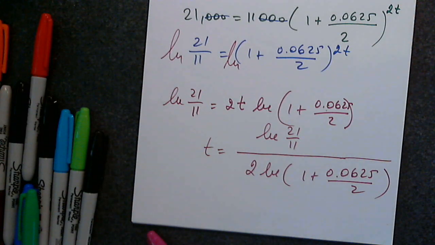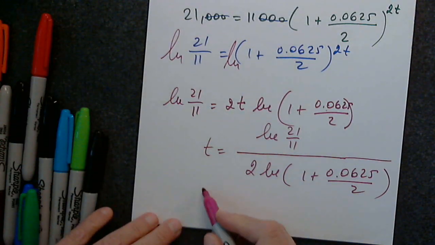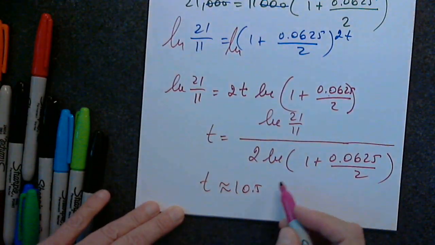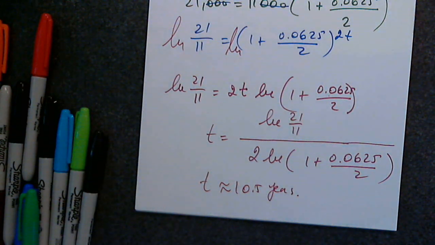So the answer is roughly 10.5 years. So t, approximately 10 years and a half. So if we want this principal, 11,000, to become 21,000 at this rate, we have to wait roughly 10 years to double. 10.5. Any questions on problem 14? Any questions on problem 14?